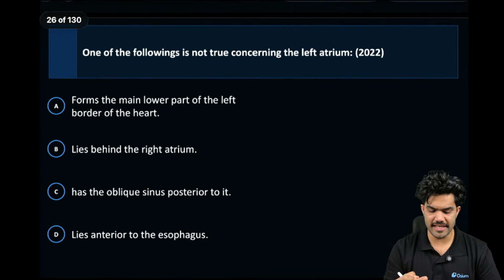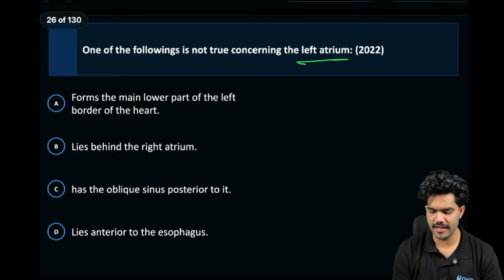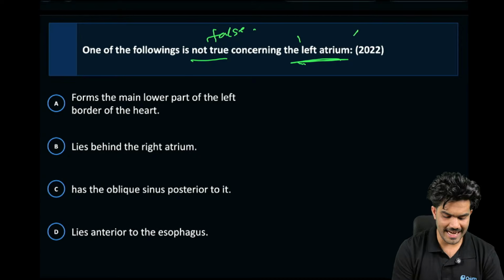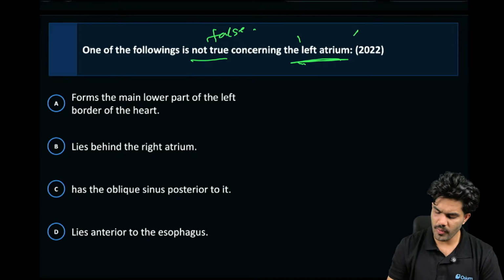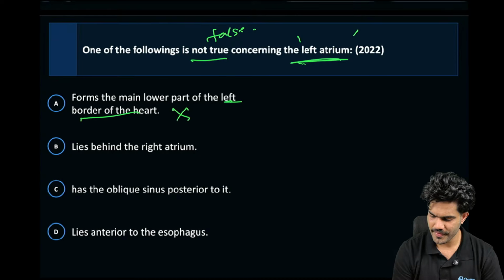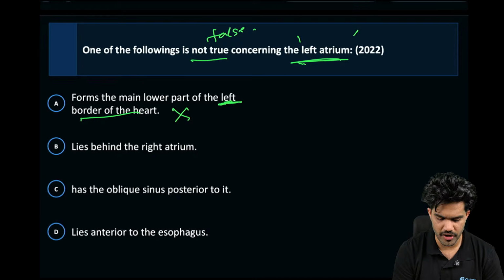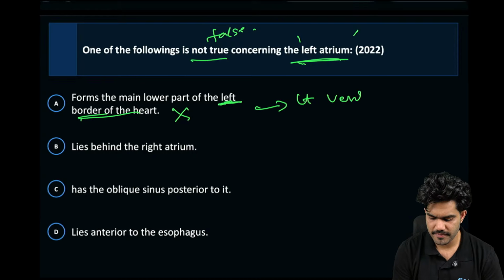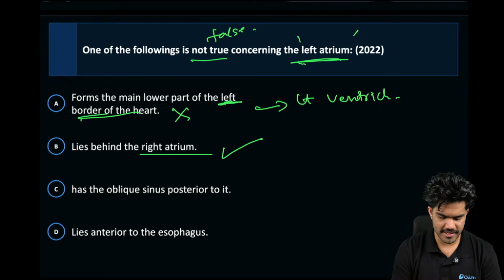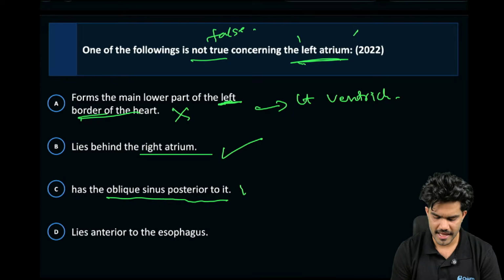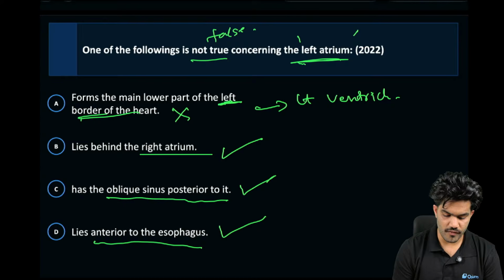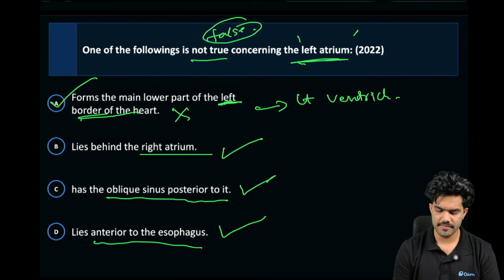One of the following is not true concerning left atrium. Let's see what is not true. It means we have to find the false statement. It forms the main lower part of left border of the heart? No. Who forms the main left border of the heart? Left ventricle. Okay. Lies behind the right atrium? Yes. It has oblique sinus posterior to it? Yes. It lies anterior to the esophagus? Yes. So which one is the false statement? A. Simple.